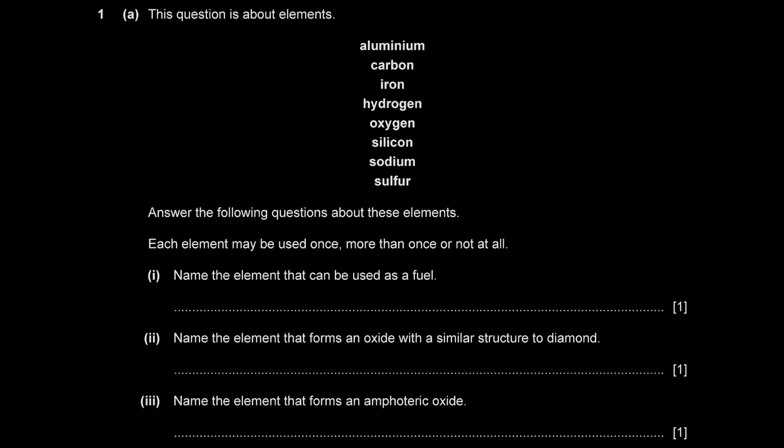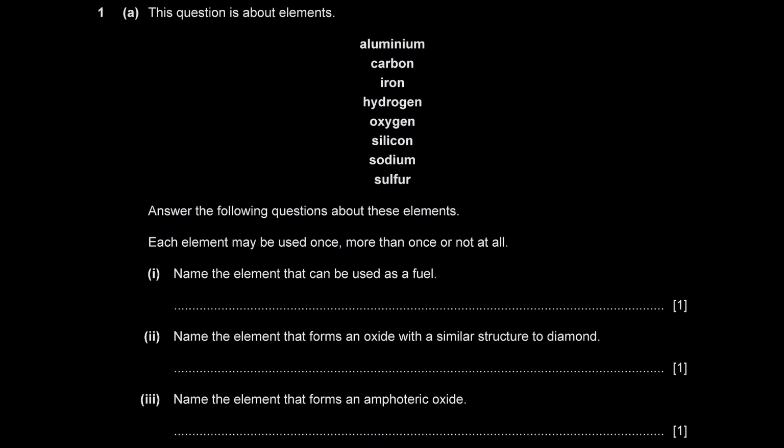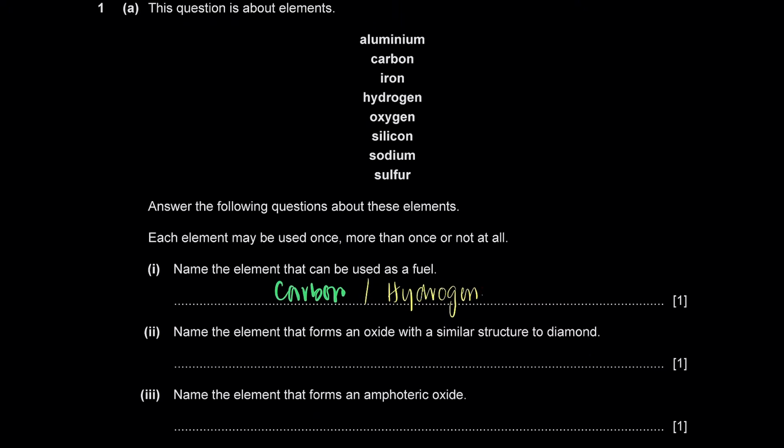Okay. Name the element that can be used as a fuel. Now, if you're thinking carbon, you're absolutely right. I would go with carbon as well. Carbon is completely fine, but you can also talk about hydrogen being a fuel. Hydrogen can be used in your fuel cells. Hydrogen is also used as rocket fuel because it combusts and gives out a lot of energy. So these two are used as fuels.